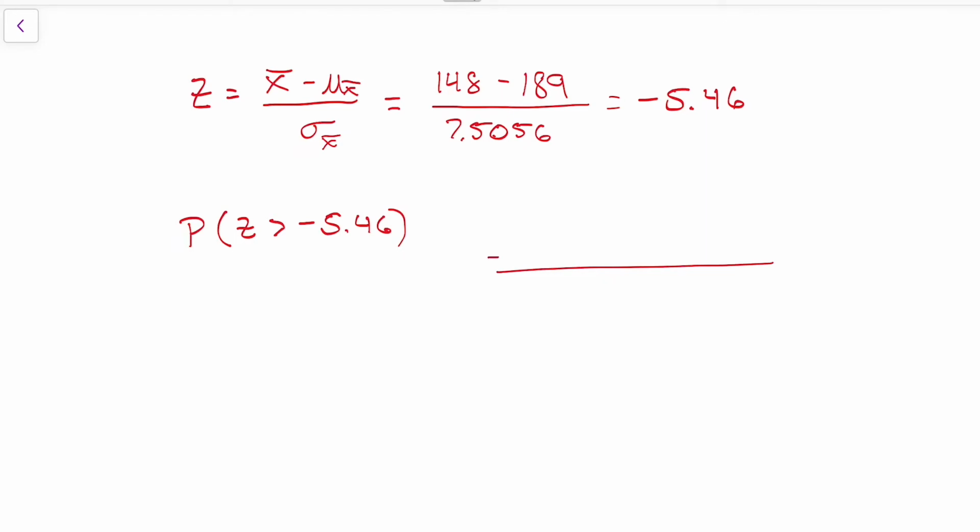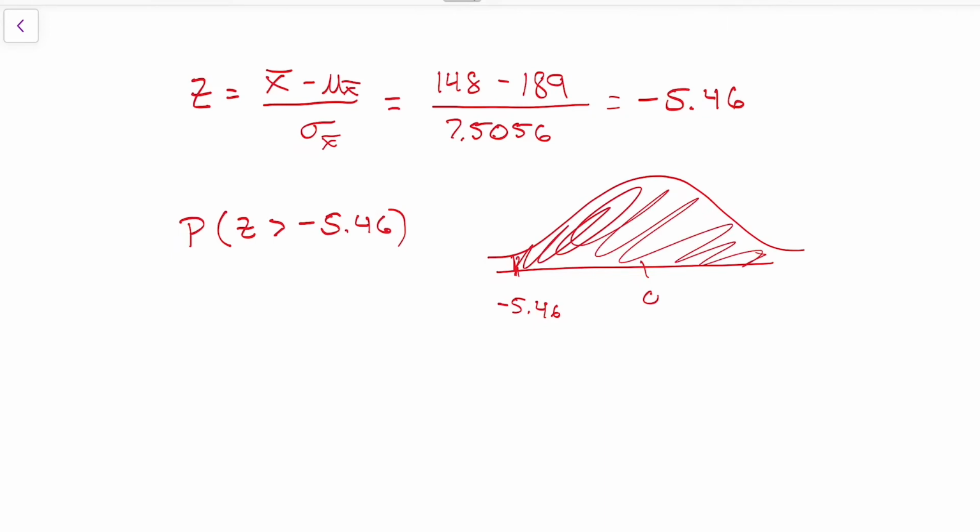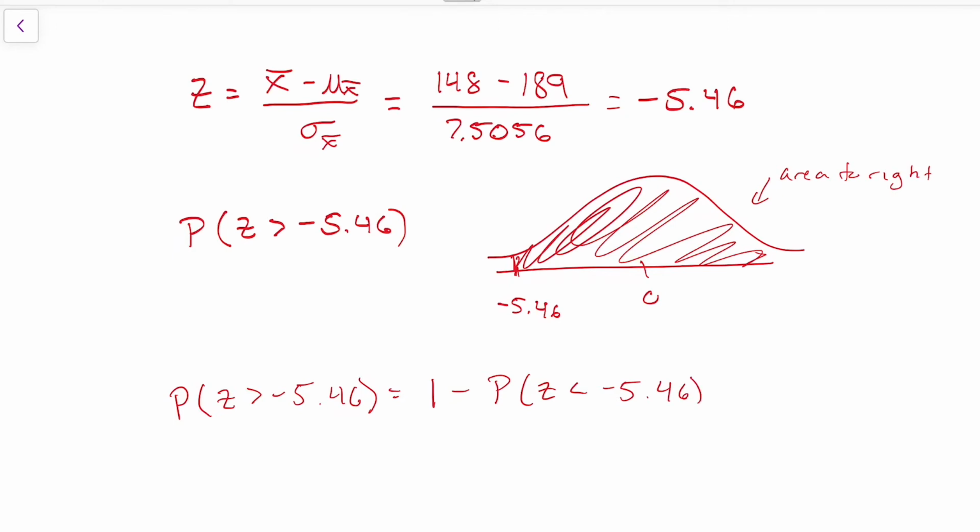Again, if I draw that with my standard normal distribution, negative 5 is going to be pretty far down that left side. I want the probability it's greater than. Again, this is an area to the right. And just as we've done before, to compute this area to the right, what do I have to do? Well, I have to do 1 minus the area to the left. So the probability that z is less than negative 5.46. And this value will come from my table. So let's check on the table and see what the probability that z is less than negative 5.46 is going to be.